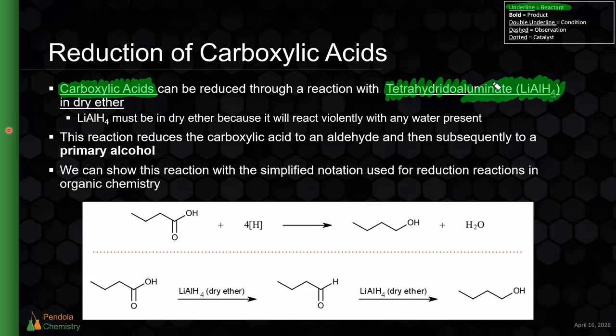Tetrahydroaluminate is one of the most common reducing agents that we have in this curriculum. It's essentially the potassium permanganate or potassium dichromate of reduction instead of oxidation.